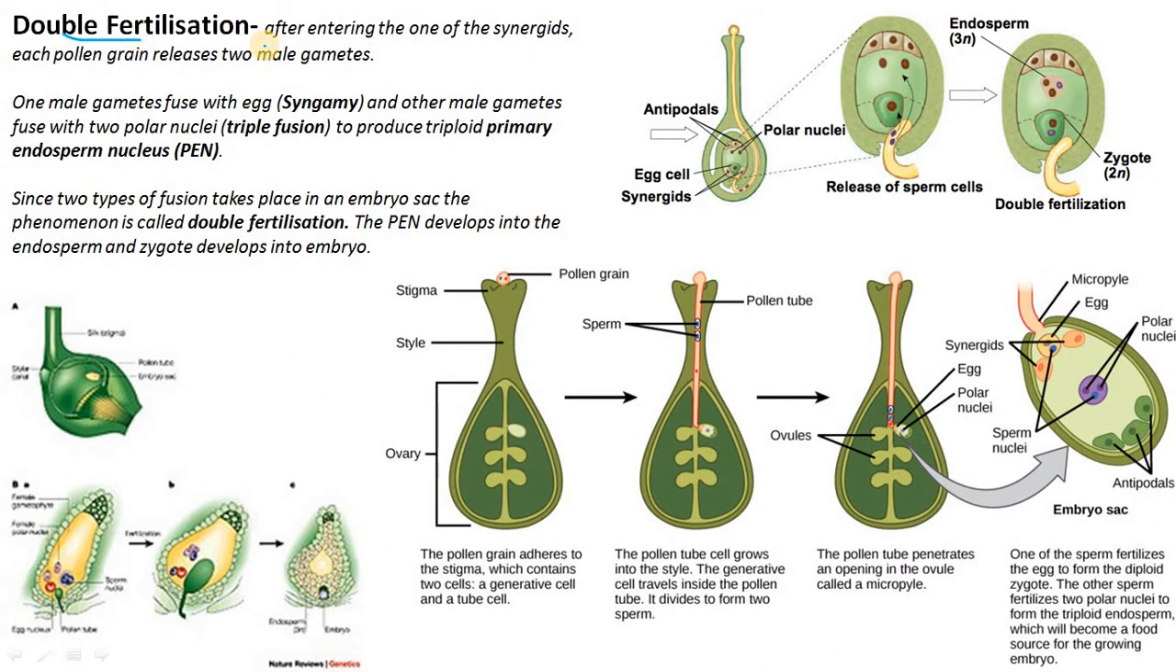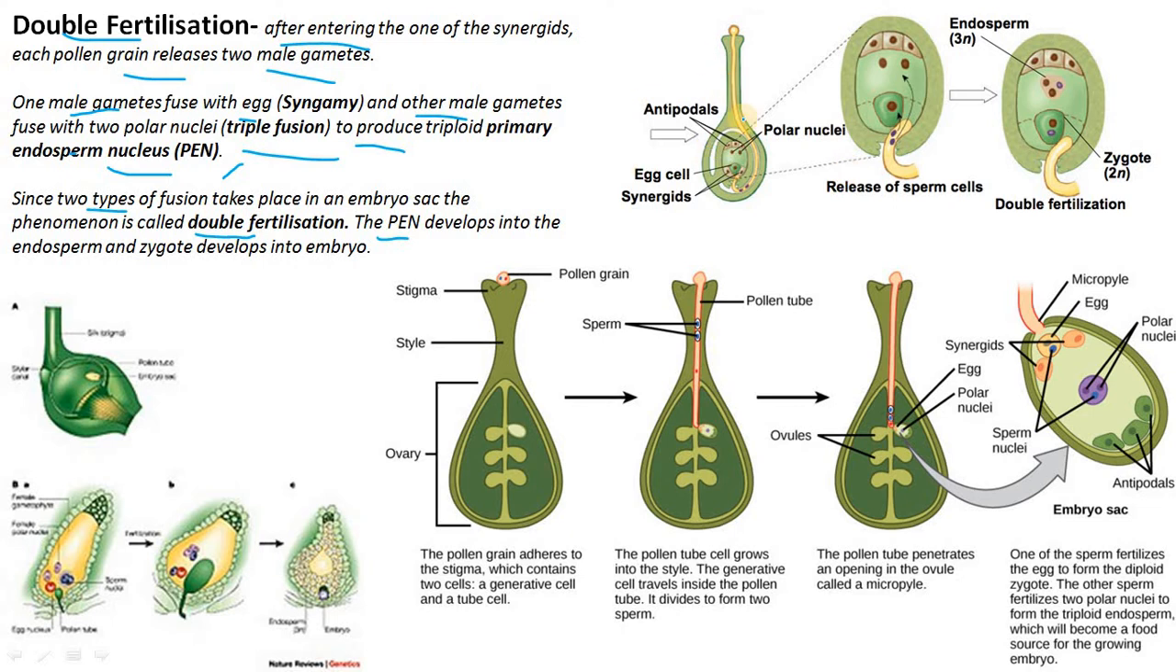What is double fertilization? After entering one of the synergids, each pollen grain releases two male gametes. One male gamete fuses with the egg, which is syngamy, and the other male gamete fuses with the two polar nuclei. This triple fusion produces the triploid primary endosperm nucleus, known as PEN. Since two types of fusion take place in an embryo sac, the phenomenon is called double fertilization. The PEN develops into the endosperm and the zygote develops into the embryo.